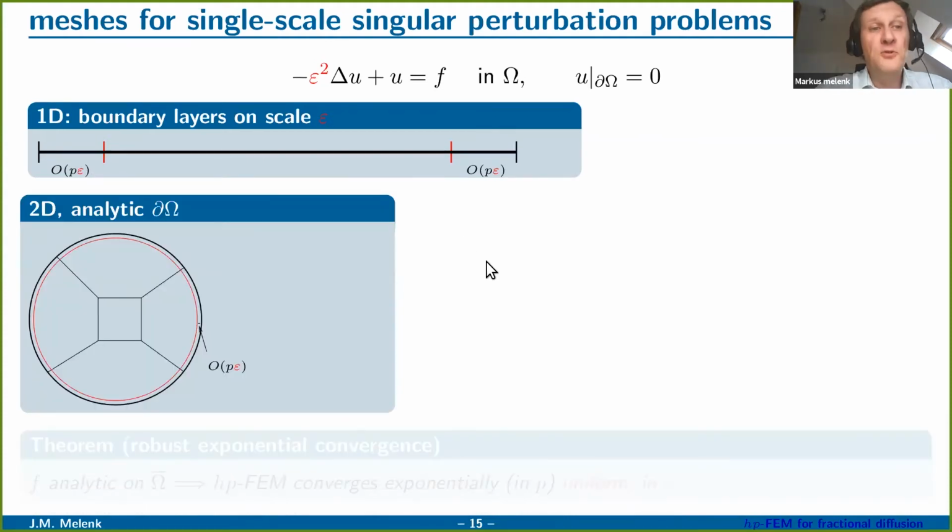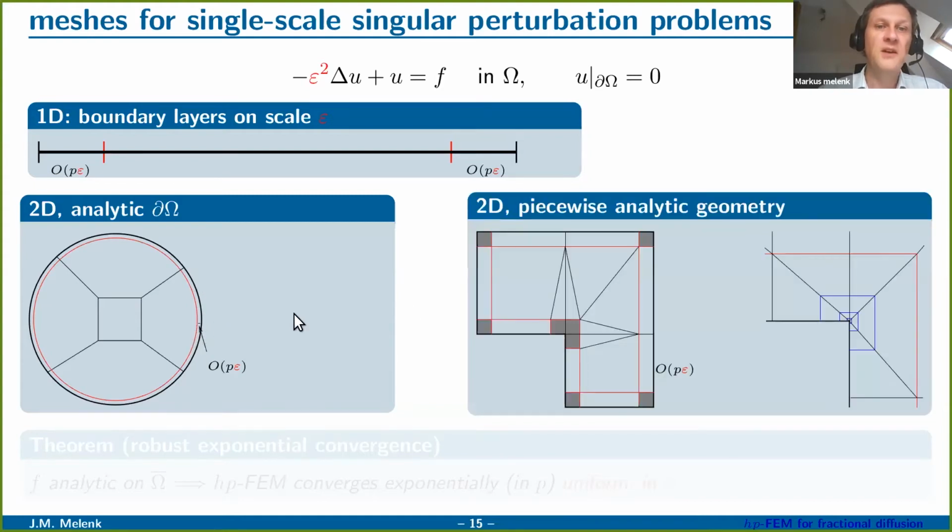If you do that in 2D, then the correct mesh looks like that. So you have, let's say, coarse mesh elements, and then here you have a long, thin element, where the width is again p times epsilon. The reason why you need long, thin elements is that these boundary layers are essentially 1D. So they vary sharply in the direction normal to the boundary, but they vary smoothly in the direction tangential to the boundary. So this is why long, thin elements are a good choice.